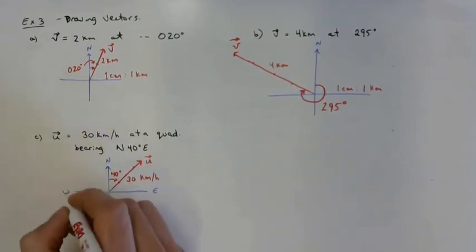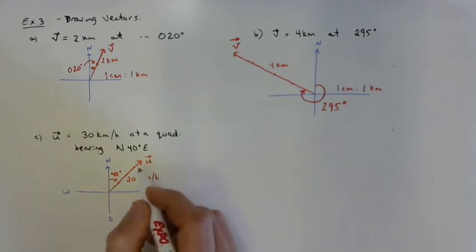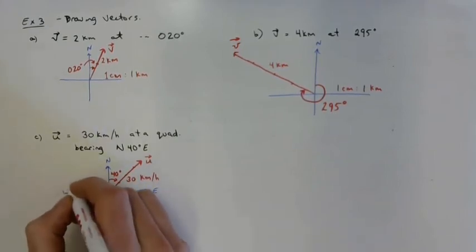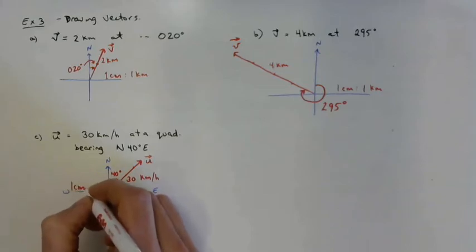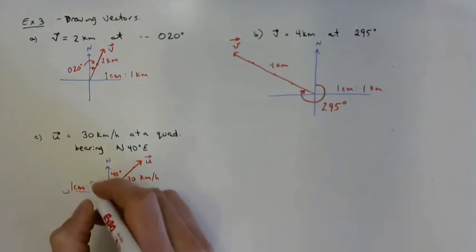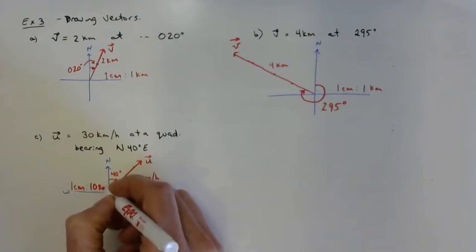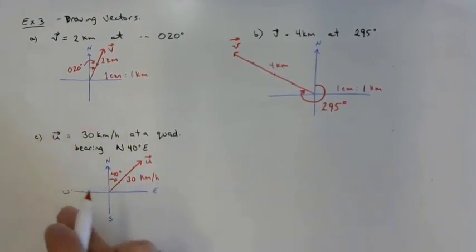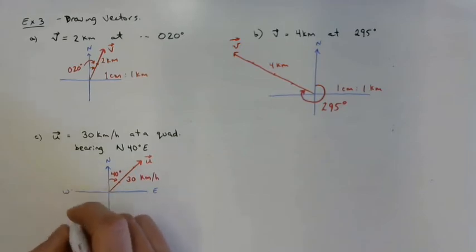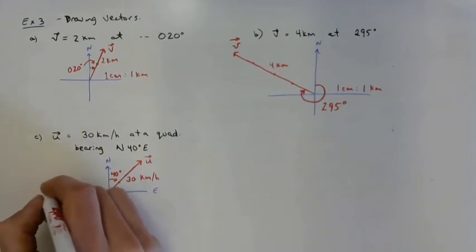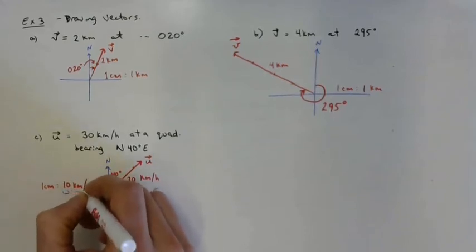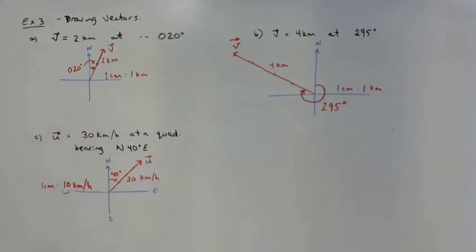And we're going to add a scale to this as well. When you're drawing these, you'll have a little ruler out, and you'll make sure that your scale actually matches what you're saying. 1 centimeter in my diagram is 10 kilometers per hour. Good. One more in this section.